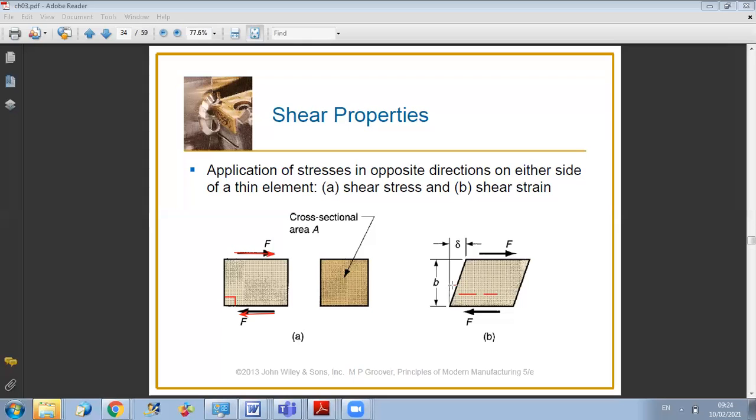We can define the shear strain as the tangent of this angle, which is delta over b. This is a way of defining the shear strain. And of course, the shear stress is defined as the force applied over the cross-sectional area. If I draw it in 3D here, this will be the area subjected to shear. So to find the shear stress, I should divide F by A. And the shear strain is defined as delta, which is the displacement along the force action, over the distance separating the two forces in the perpendicular direction.